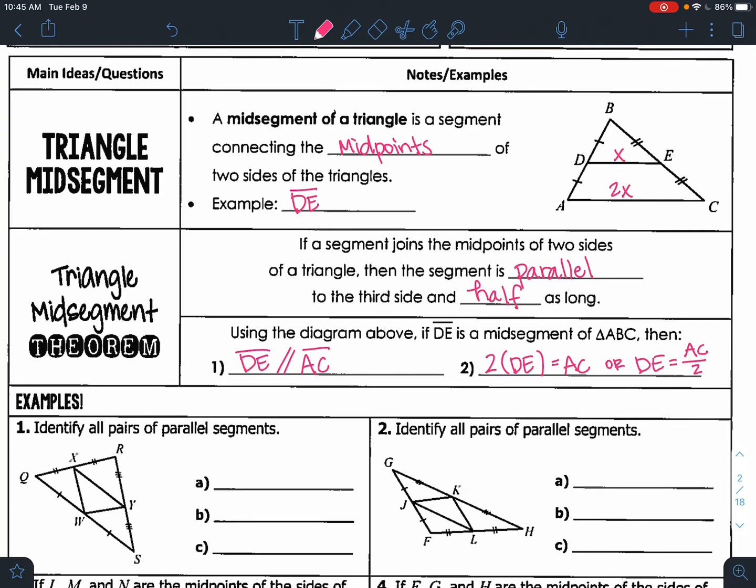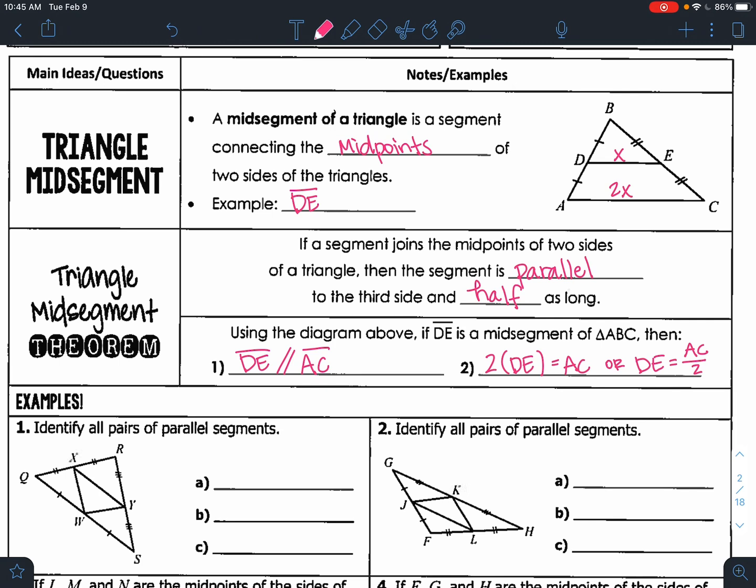We're going to start today on day 2 of our notes, covering triangle midsegment. So the midsegment of a triangle is a segment connecting the midpoints of two sides of the triangle. So DE is the midsegment of this triangle over here to the right. A couple of things happen with our midsegment.